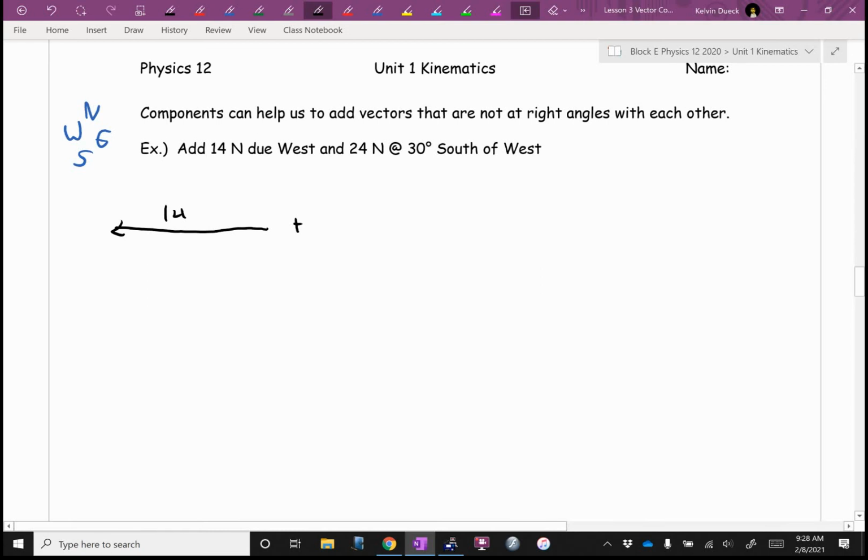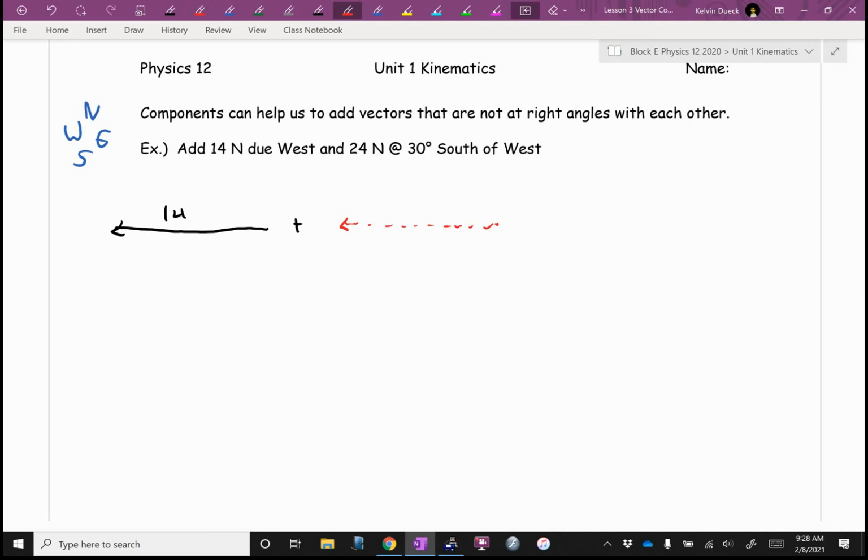24 newtons at? South of what? South of what? This is how we draw these, okay? Look at the last word. South of what? Draw a dotted line going to the west. Go back to the beginning of that dotted line. What of west?